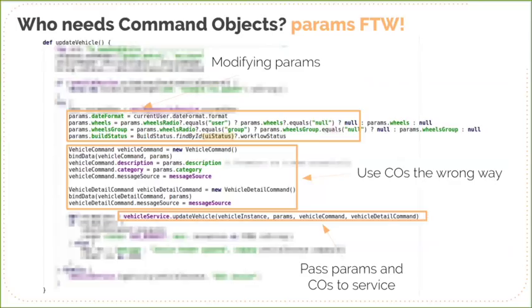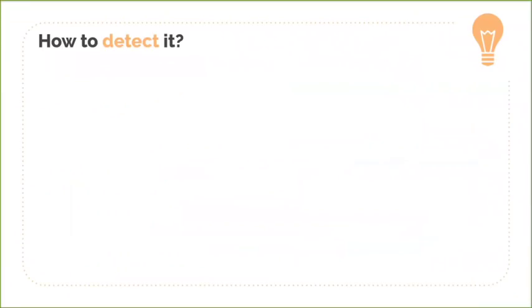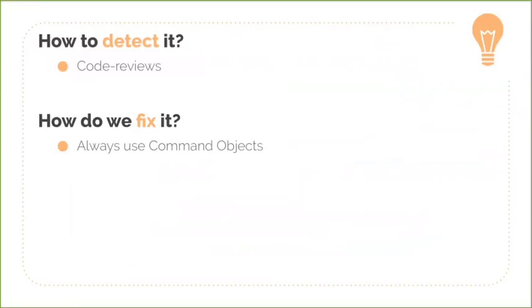Because just defining this vehicle command, or this vehicle detail command, in the method signature, just doing that, Grails will instantiate the command object for us and do all the data binding for us, and we don't need to do anything. We don't need to write all this code. So we need to detect this. To detect this, we need to use code reviews. There is no magic recipe for this, and we fix it just by using a command object.